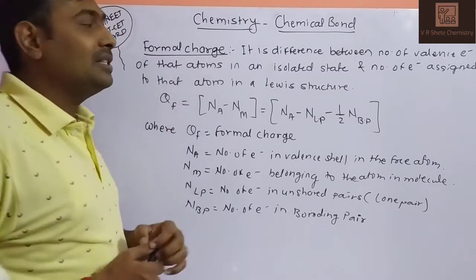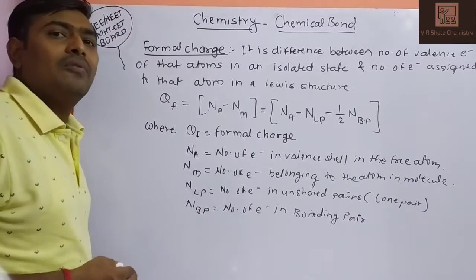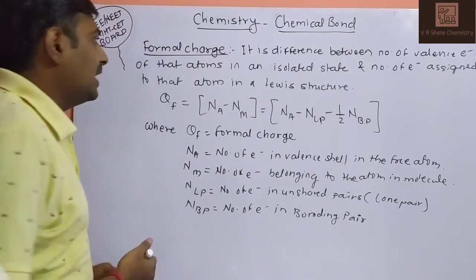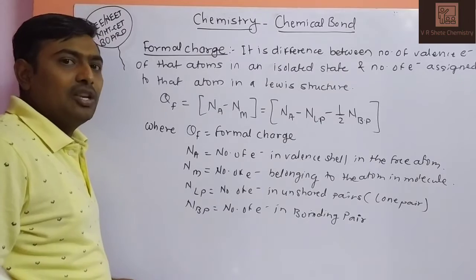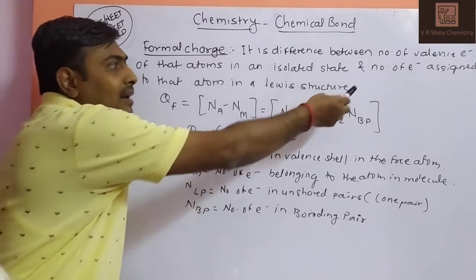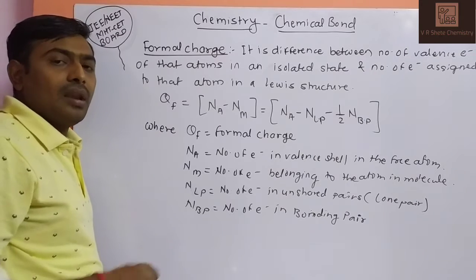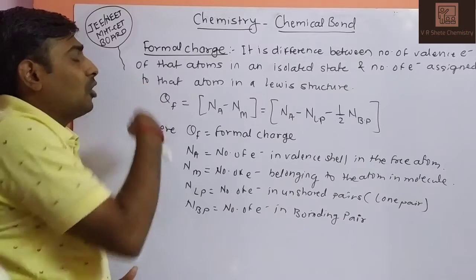First of all, formal charge. So what is the definition of formal charge? It is the difference between the number of valence electrons of that atom in an isolated state, and the number of electrons assigned to the atom in the Lewis structure. That difference is called the formal charge.